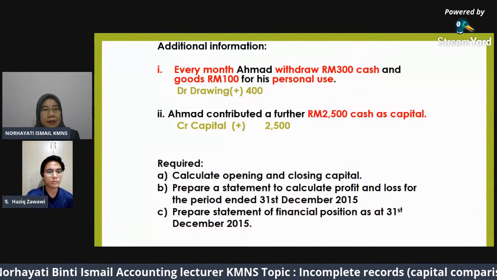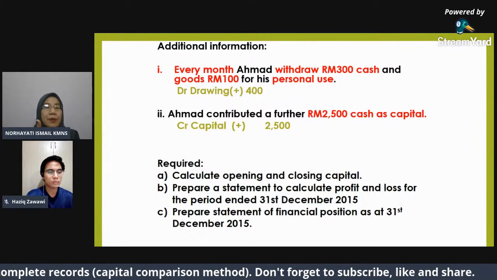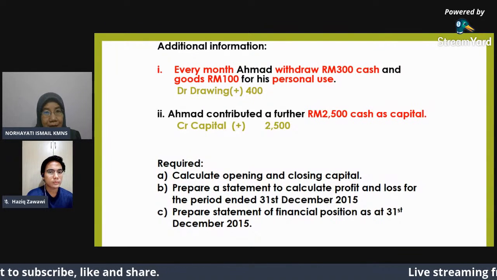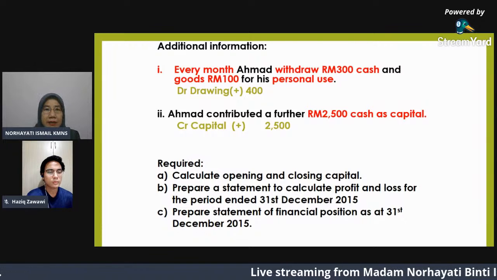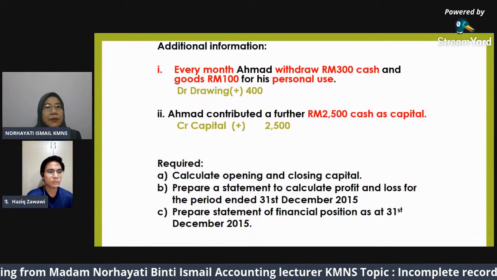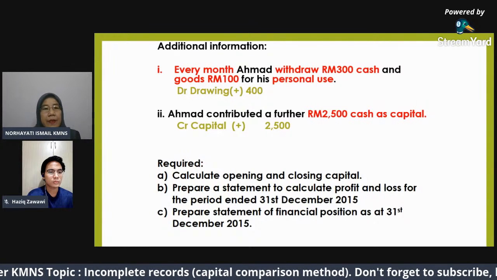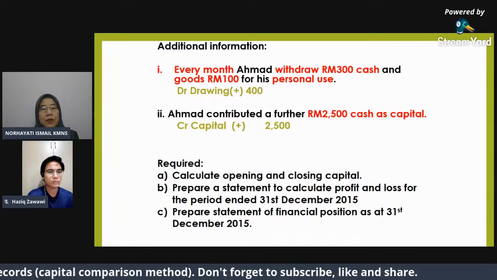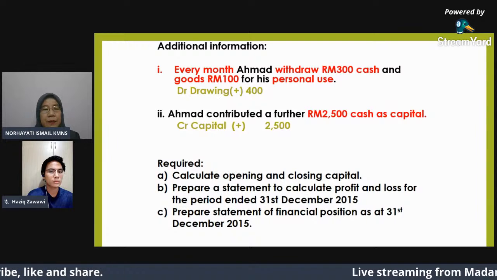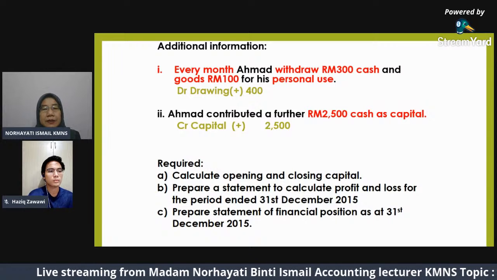So you are required to calculate. You can see from the data given, there are 2 parts. Number 1, the data: the beginning of assets and liabilities, the ending of assets and liabilities, and the additional information: drawing and additional capital. So you are required to calculate opening and closing capital, prepare the statement to calculate profit and loss for the period ended 31st December 2015, and you have to prepare the financial position.